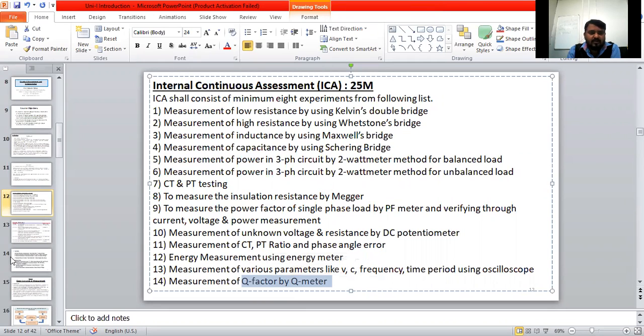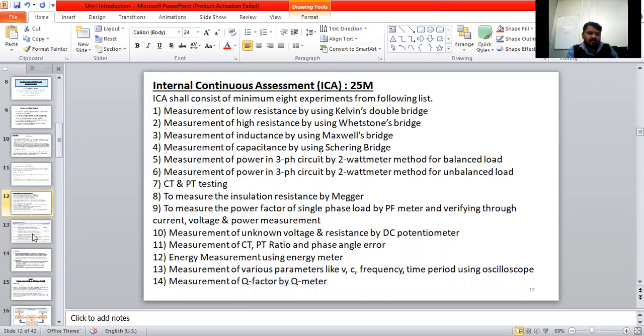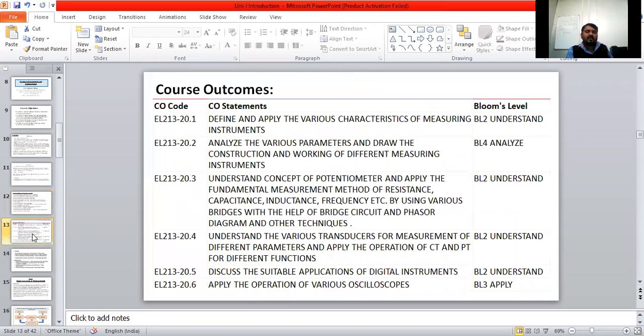The first unit is not that deep, only basic knowledge. The second and third units are very important for you. Once the syllabus is over, you should get some outcomes from this subject. Once you study the syllabus, the outcomes will come from it.